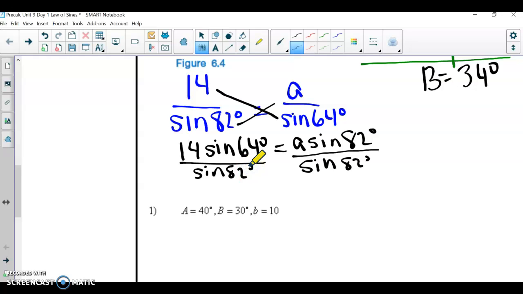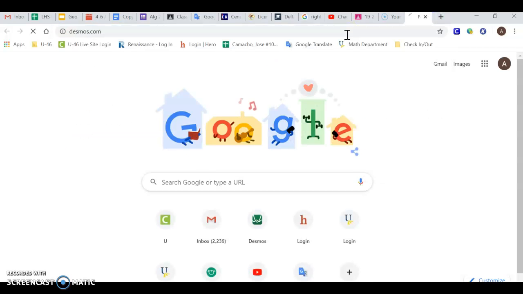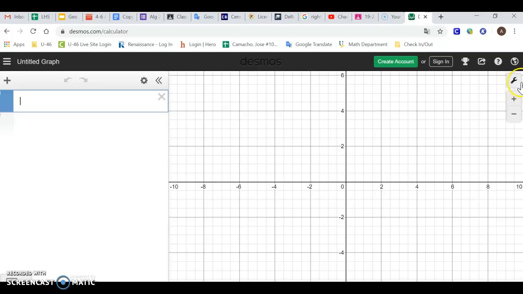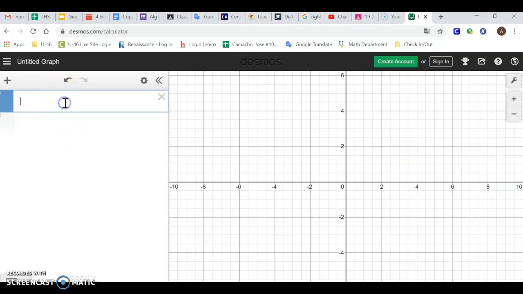Okay? And I end up just putting this into a calculator. I'm also going to show you if you end up wanting to use Desmos. You can go to Desmos. There's a button over here on the side with the settings, and you could automatically set the settings to degrees because we're dealing with the degrees.